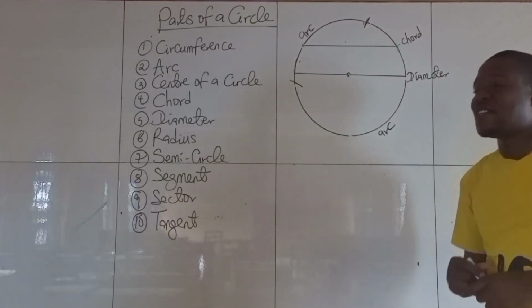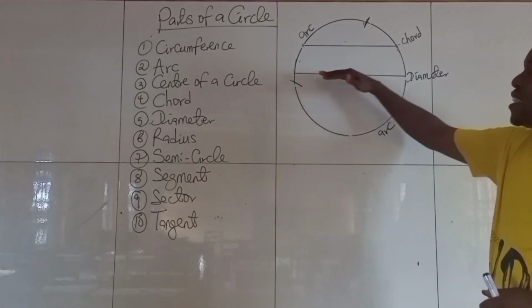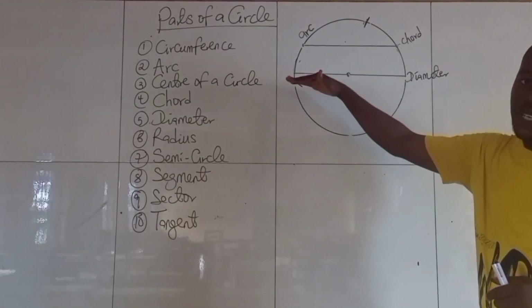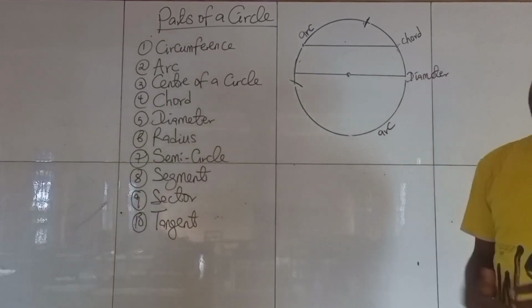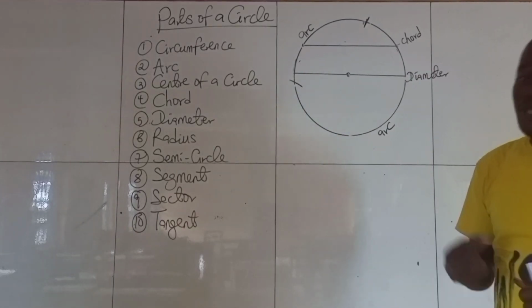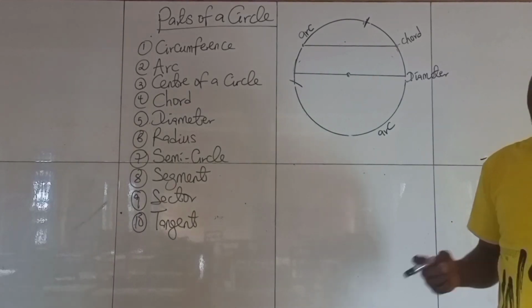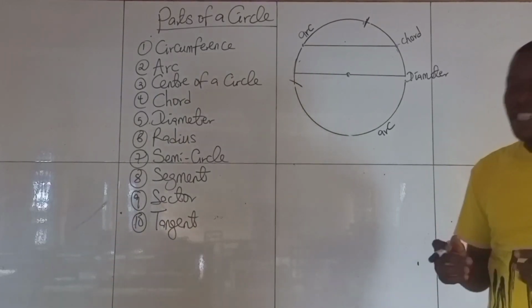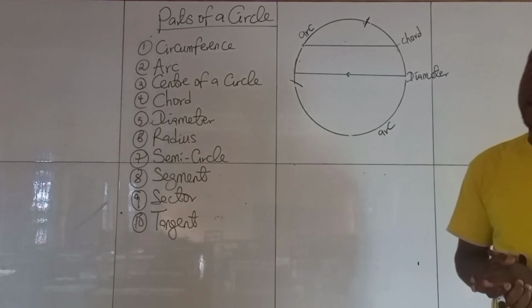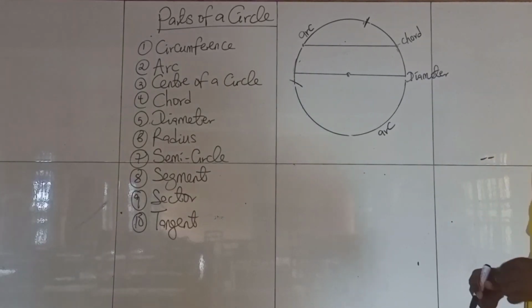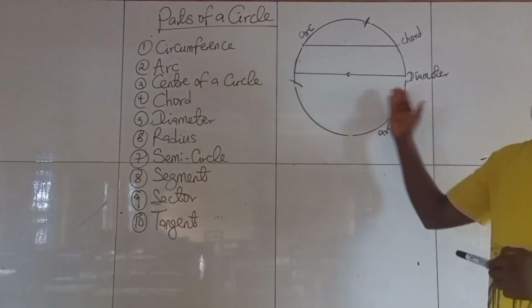And if you observe very well, you will notice that this diameter divides the circle into two equal parts. So diameter must always divide the circle into two equal parts. So we call the diameter of a circle a line of symmetry of the circle. So every diameter of a circle is a line of symmetry.